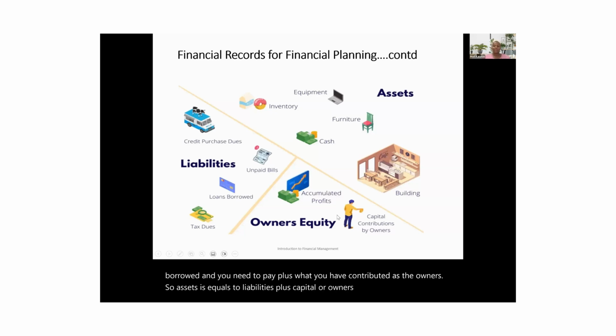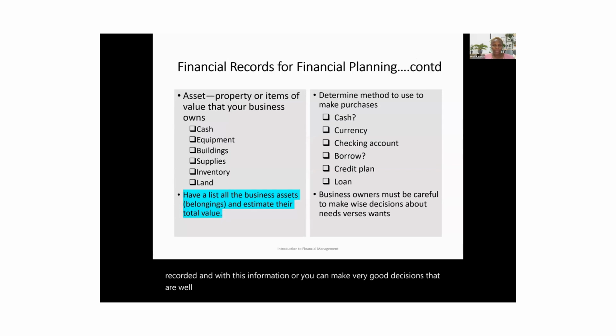So for you to know that the business is growing, that information is important and this must be recorded. And with this information, now you can make very good decisions that are well informed about the business. So I've talked about this in terms of the assets from that diagram. And then when you're trying to purchase, you can decide, are you buying on credit, cash, and all this.